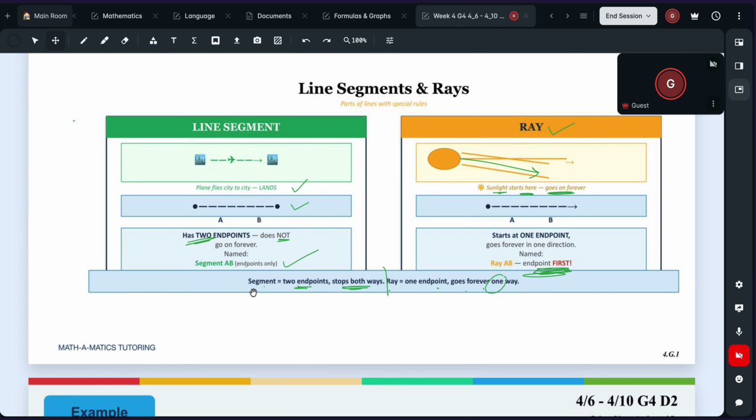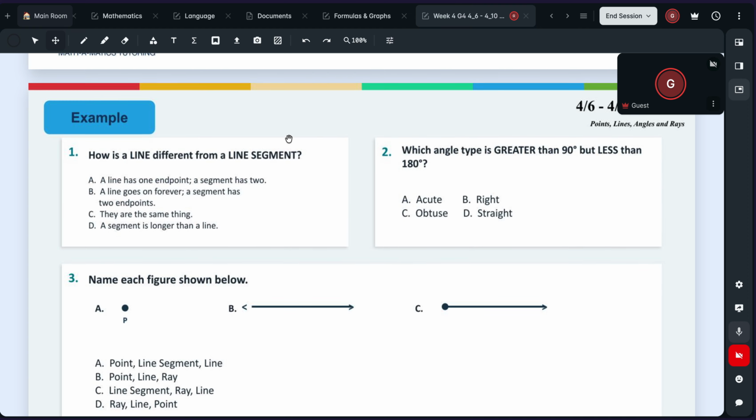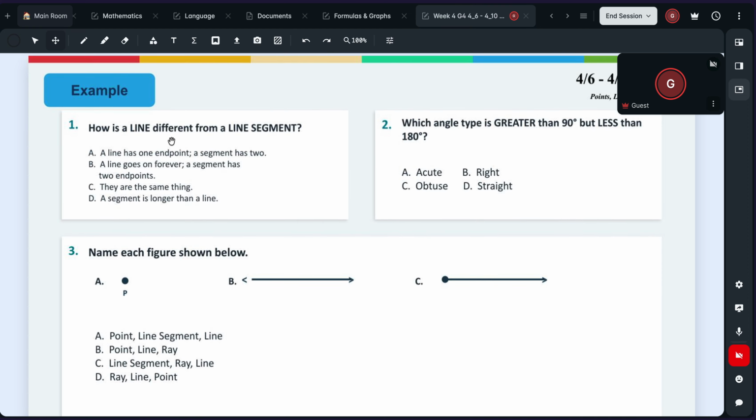Right now we have three questions. Two questions are regarding the concept that we just covered, but one question is regarding angles, which we haven't covered in this video, but I'll explain when we get to it. The first question: how is a line different from a line segment? The options are: A, a line has 1 endpoint, a segment has 2.